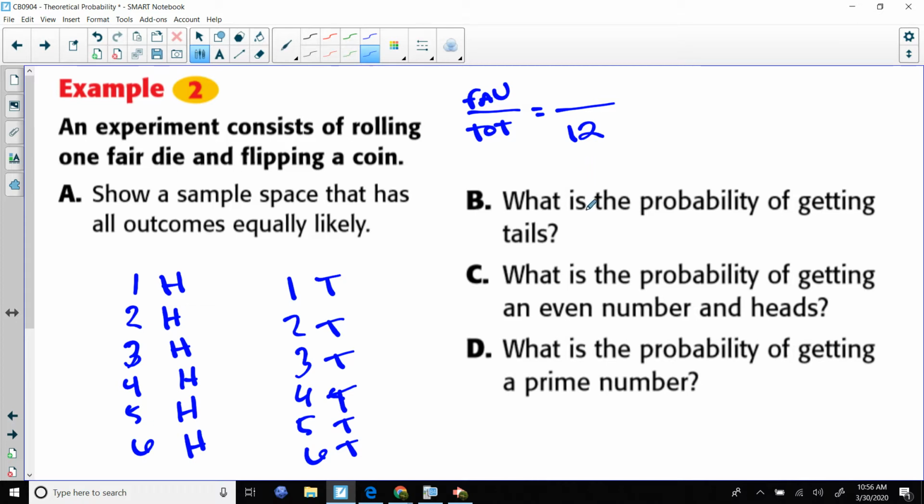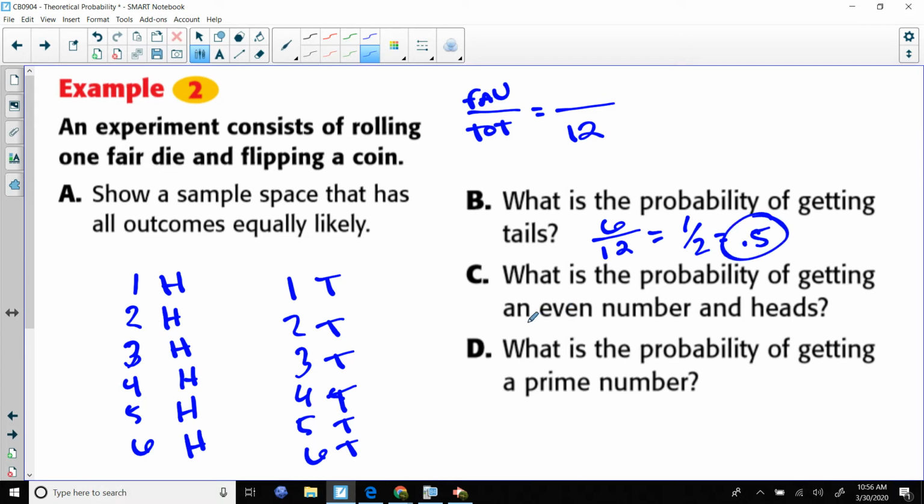All right, we'll take a look. What's the probability of getting tails? There are 1, 2, 3, 4, 5, 6 different ways that we could get tails. So all 6 of those would count. These 6 over here don't count. So we have 6 ways that will work out of all 12 altogether. It's going to reduce down to 1/2, which we know to be 0.5. So that's the probability of getting tails.